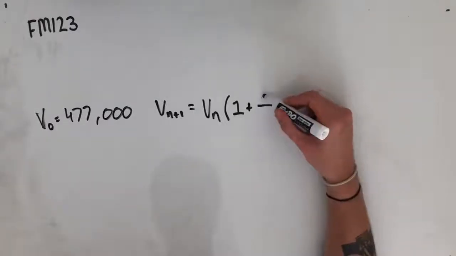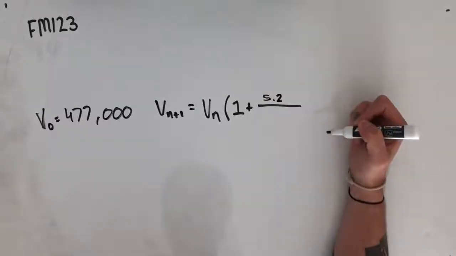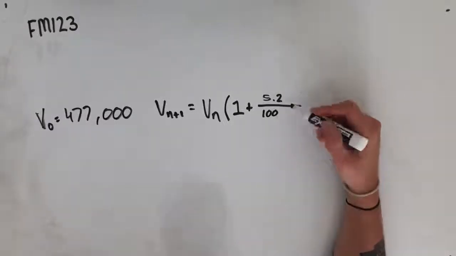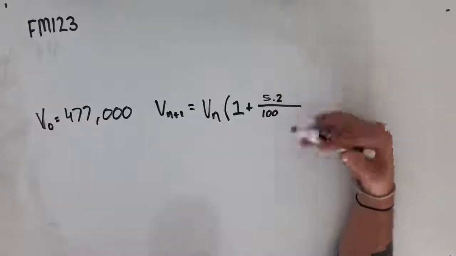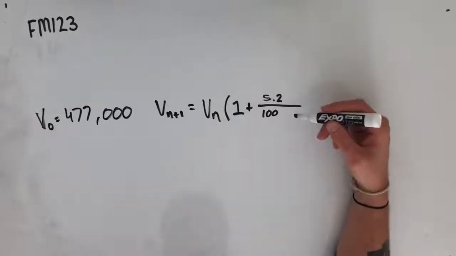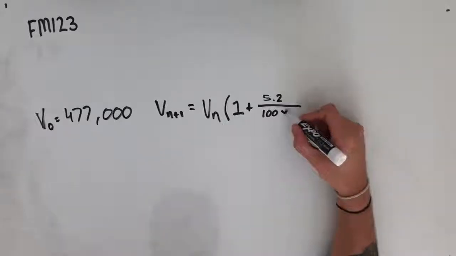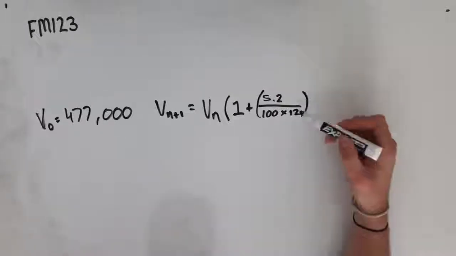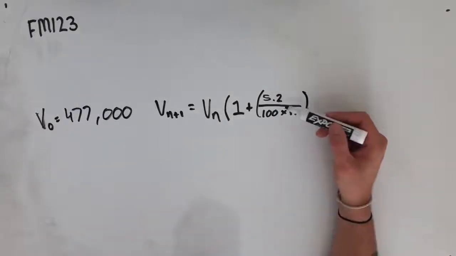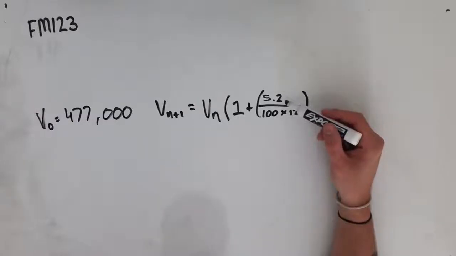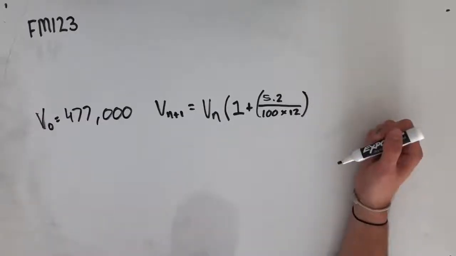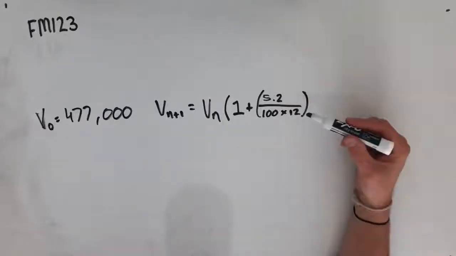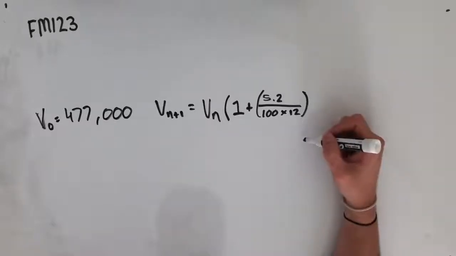Now we want that 5.2% that Cookie was talking about. And we're going to put that over 100. So that 5.2 over 100 just converts our 5.2 from a percentage to a decimal that we can actually use in our formula. But we're also going to whack this little times 12 down here. Now that's because this 5.2% is per annum. It's a yearly amount, and we're looking at what's going to happen each month. Hence why we're going to divide that 5.2 by 12 and give us the monthly percentage instead.